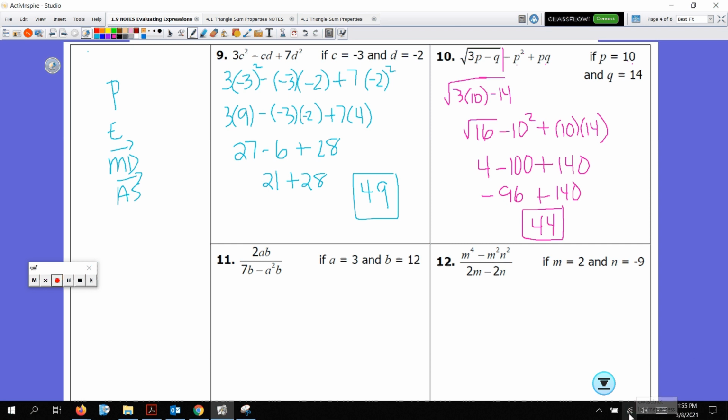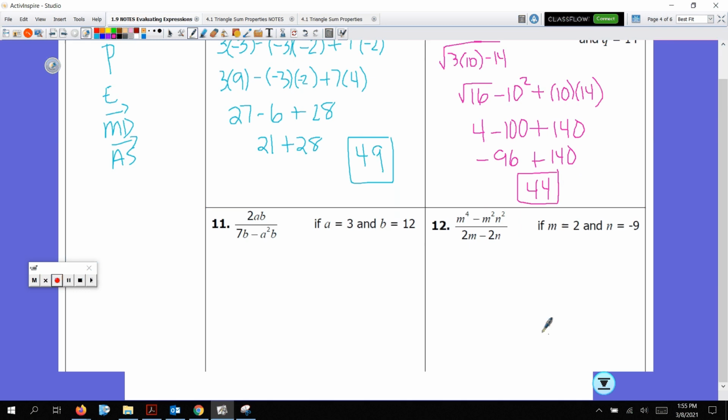All right, let's look at 11 and 12. These are like the problems we did yesterday for order of operations, but now we have to evaluate and we have order of operations happening. So again, we're going to take it nice and slow, just taking our time. We're going to plug in our values of A and B for number 11. So 2 times 3 times 12.